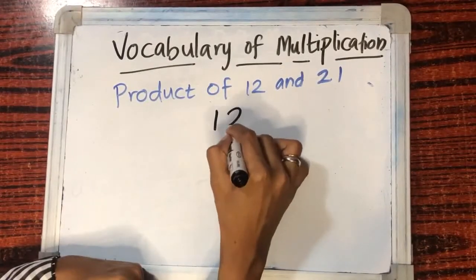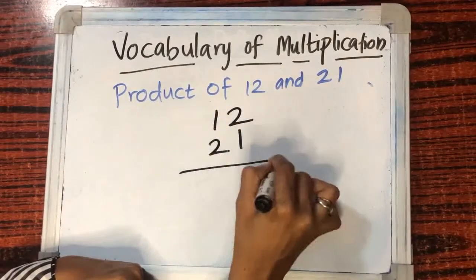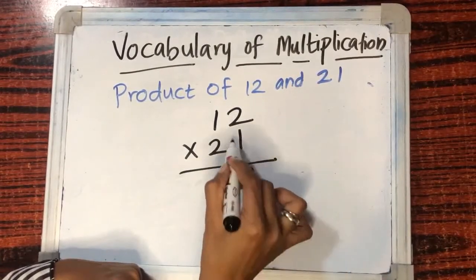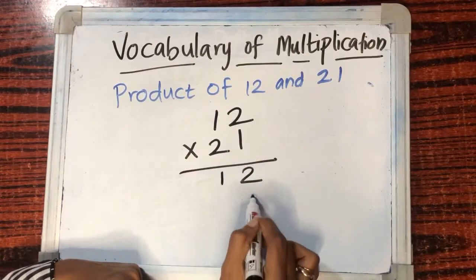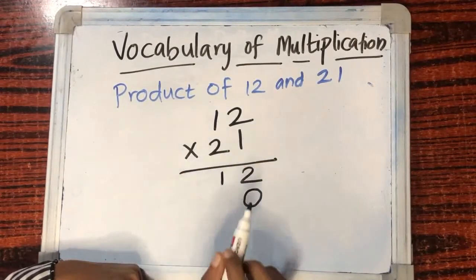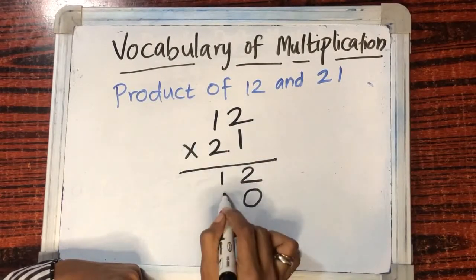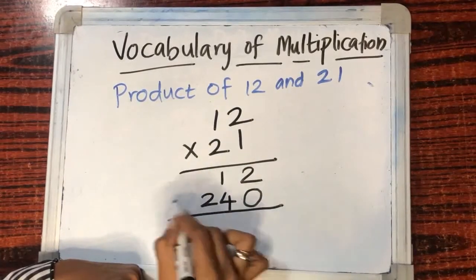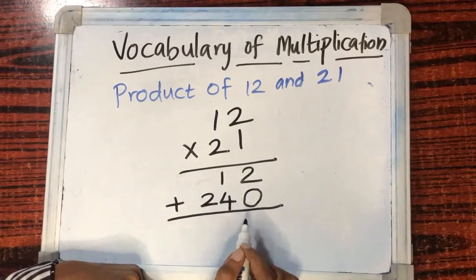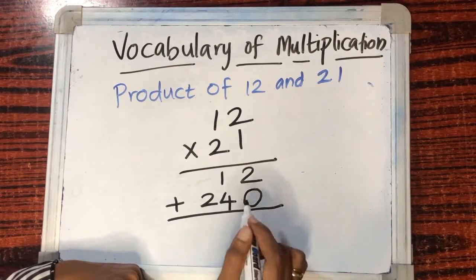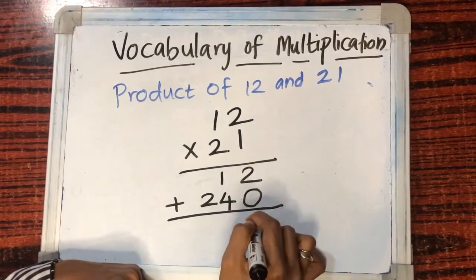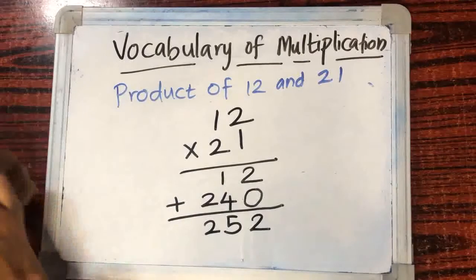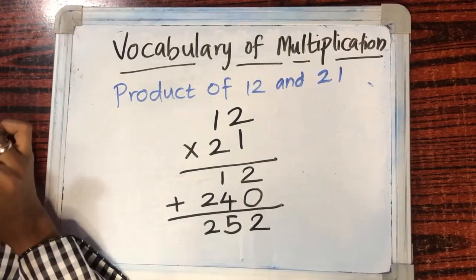Let's say 12, 21 multiply. So 1 times 2, 1 times 1. Write this 0 over here and 2 times 2, 4, 2 times 1, 2. Now add the two numbers to get the final answer. So the final answer is 2, 5, 2. Hence the answer is 252.